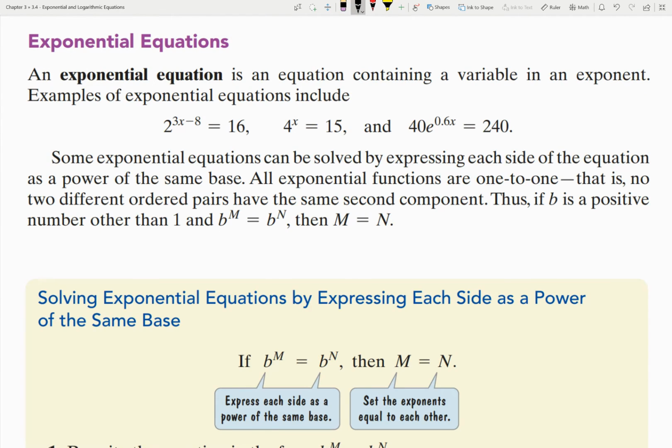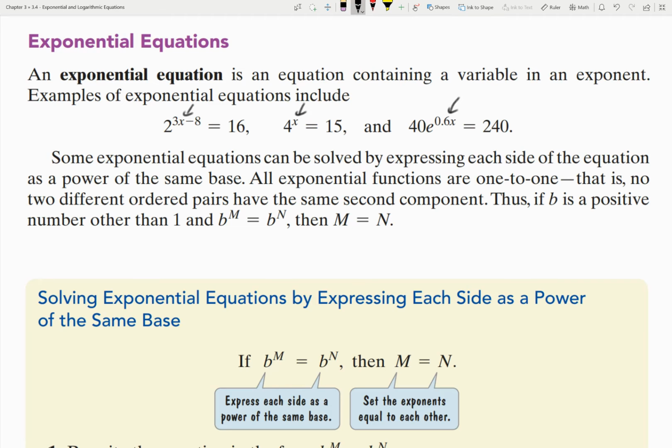So first, what exactly is an exponential equation? This is an equation containing a variable in the exponent. You can see here all three of these, and we're going to solve them all. All three of these have variables in the exponent. There's a couple different techniques that we're going to use to solve these equations, but the easiest technique to use is to realize that some exponential equations can be solved by expressing each side of the equation as a power of the same base.